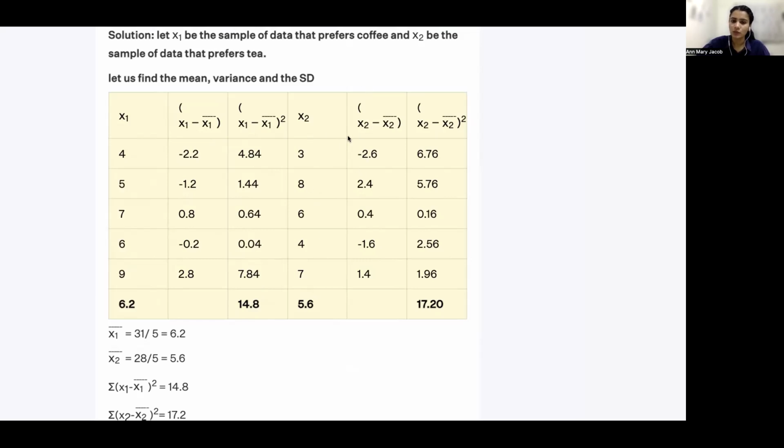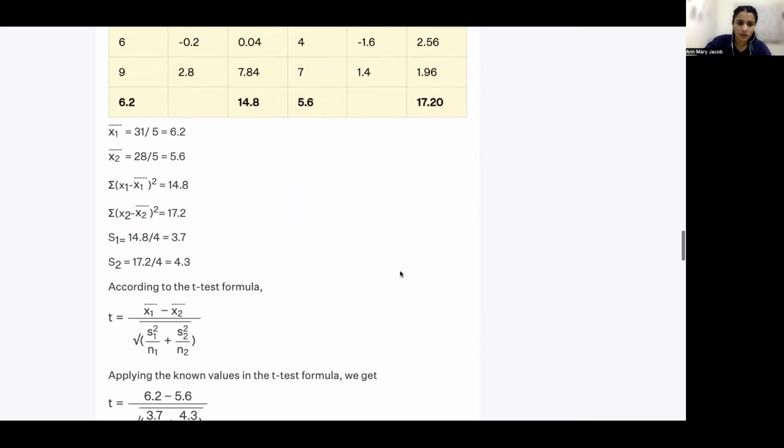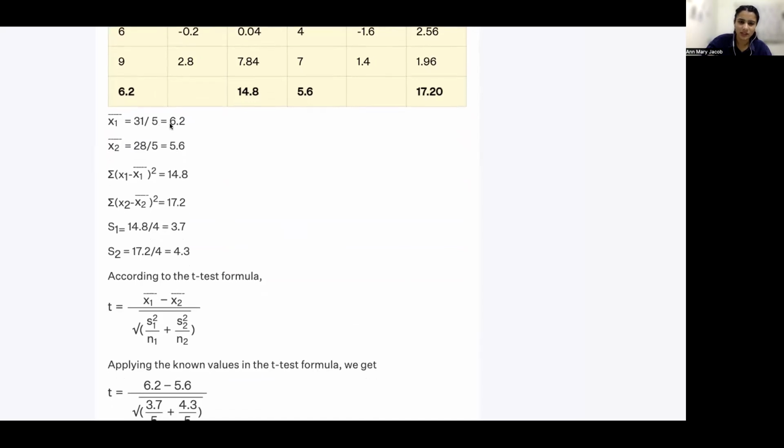You do the same thing for x2. You find the mean, subtract the mean from each observation, square that, and you get a certain value. So this is the mean that they have found: 6.2 for x1, 5.6 for x2. This is the summated value for x1 and this is the summated value for x2. Then you find the standard deviations, 3.7 and 4.3. And then this is the formula that you're utilizing.